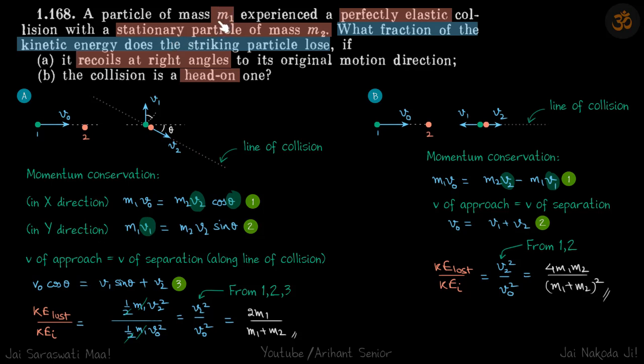Mass m1 experiences an elastic collision with a stationary particle m2. What fraction of the kinetic energy does the striking particle lose if it recoils at right angle and if the collision is head-on? So in the first case, the particle comes and it recoils at right angle to its original direction.